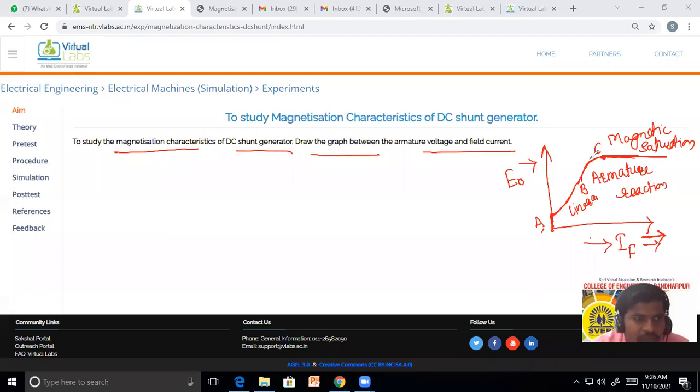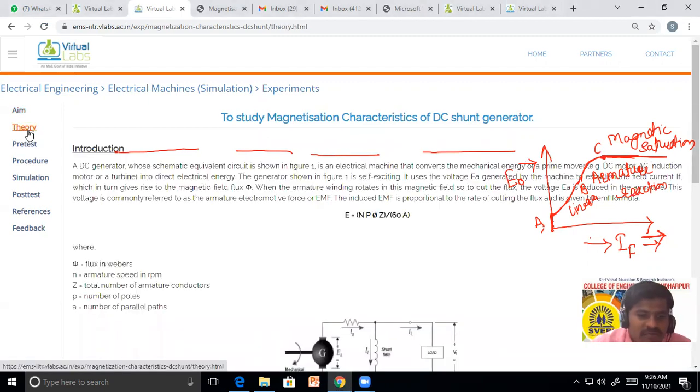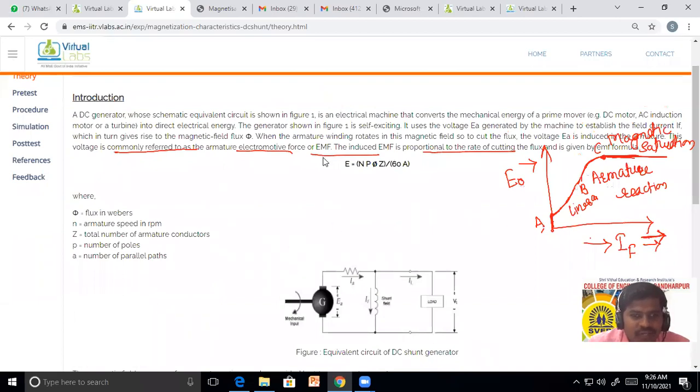असा असेल. Okay. So see, the aim is we want to see the graph by performing this practical. Aim of that practical is to study the magnetization characteristics of DC generator and draw the graph between the voltage and field current. See theory, we will see some of the theory and the diagram for that. See DC generator whose schematic equivalent circuit is shown in figure. या figure मध्ये equivalent circuit show केलेलं आहे.